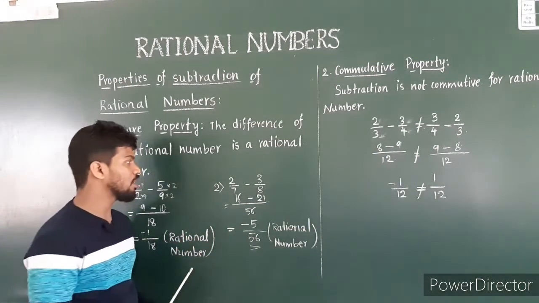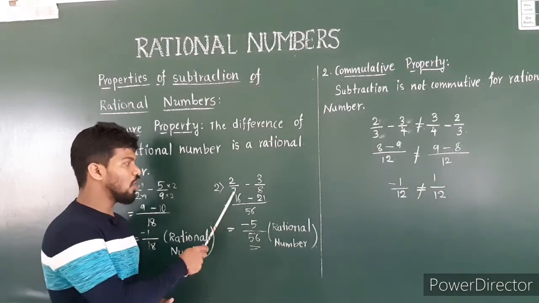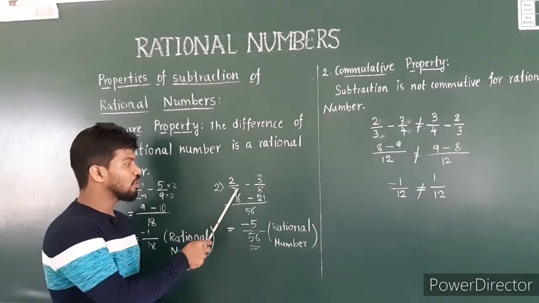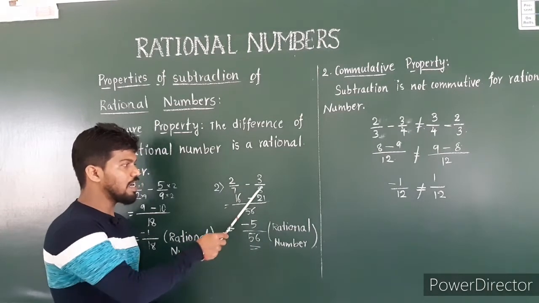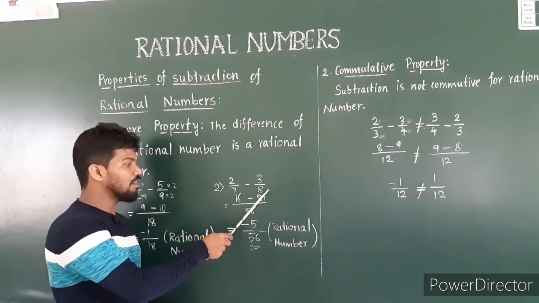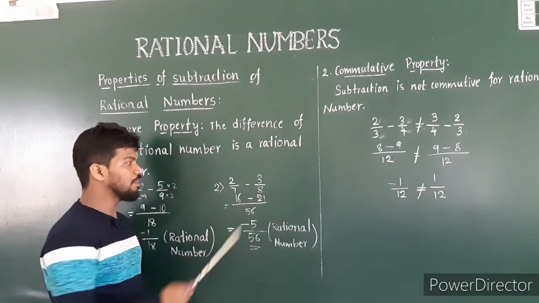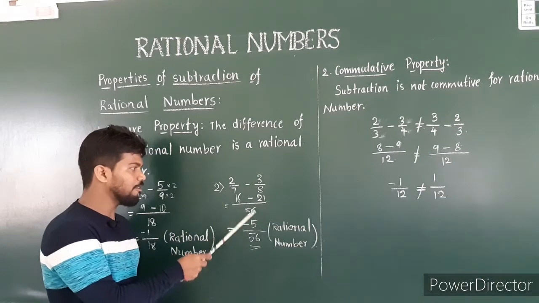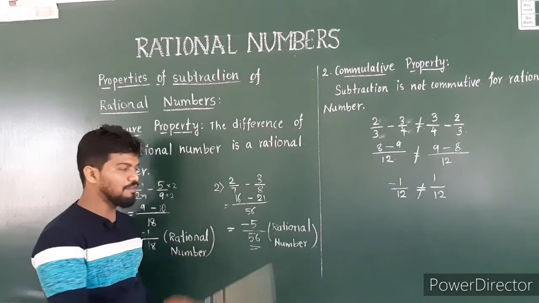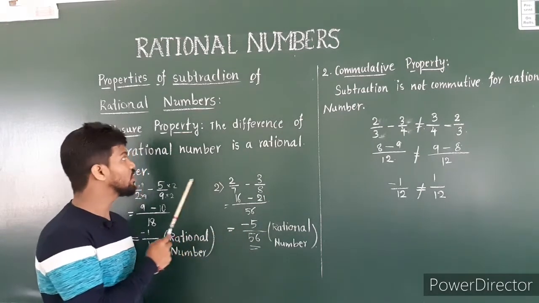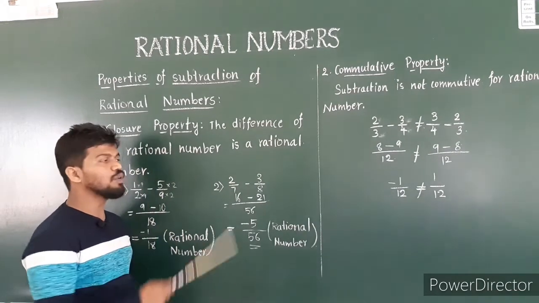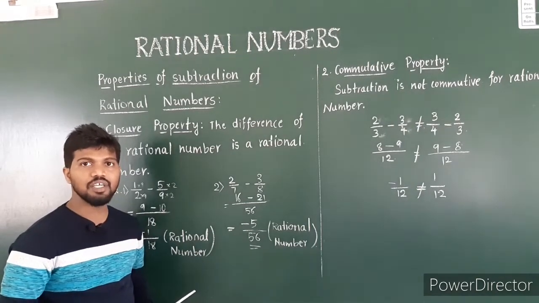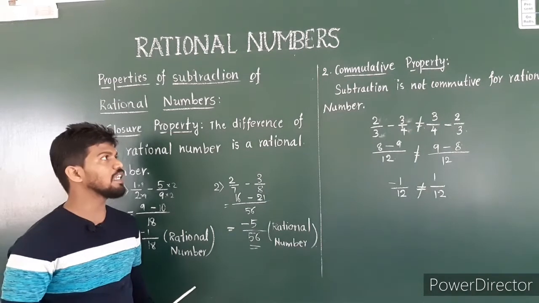Let's see one more example. 2 by 7 minus 3 by 8. The common denominator: 7 8s are 56, so 56 is the common denominator. 7 8s are 56, 2 8s are 16. And 8 7s are 56, 3 into 7 you get 21. So 16 minus 21 you get minus 5. 21 minus 16 is 5, the larger value has the minus sign, so minus 5 by 56. That is also a rational number. Therefore, the difference of any two rational numbers is always a rational number. In addition also you saw that the addition of any two rational numbers is always a rational number.